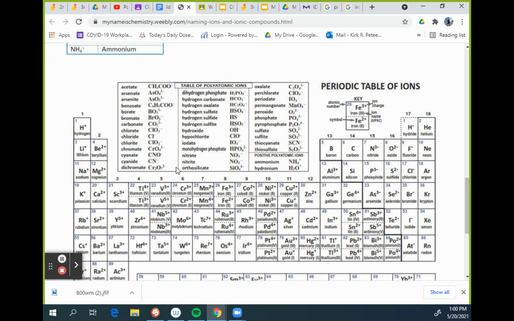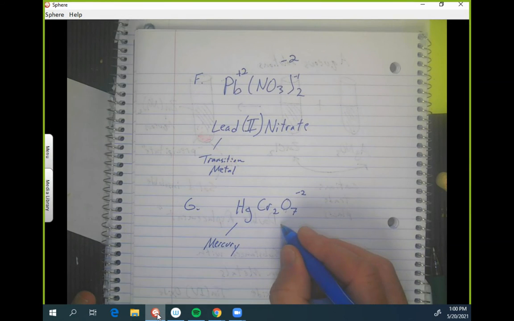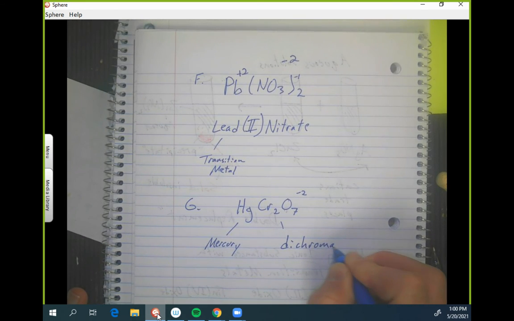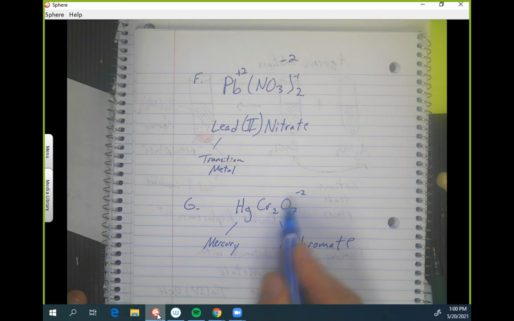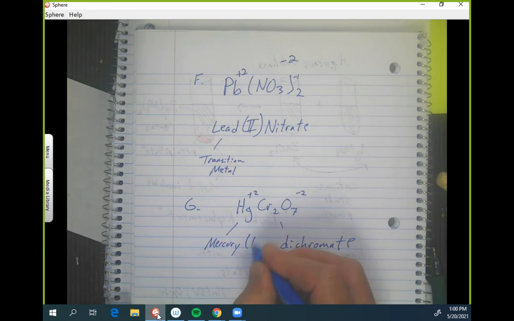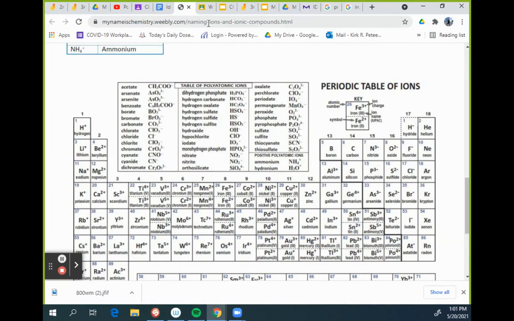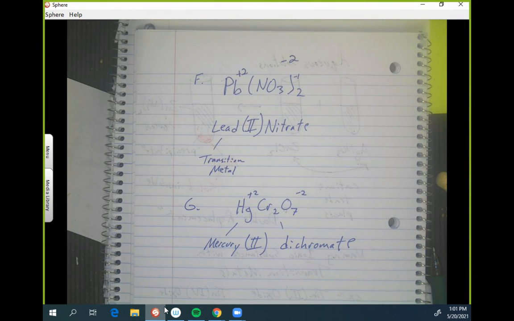So -2 charge on that, and it's dichromate. So this is dichromate. Dichromate is its name. Polyatomic. Has a -2 charge. There's only one mercury here. That means the mercury's got to be +2. And there we go. Mercury 2 dichromate is the answer for that one on G. And if I look on here, mercury is either +1 or +2. So we're obviously using the +2 on that one. So that's how you do that.